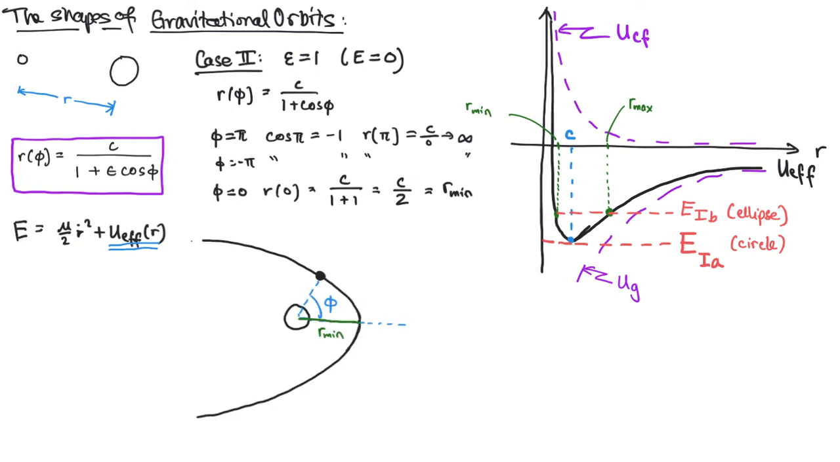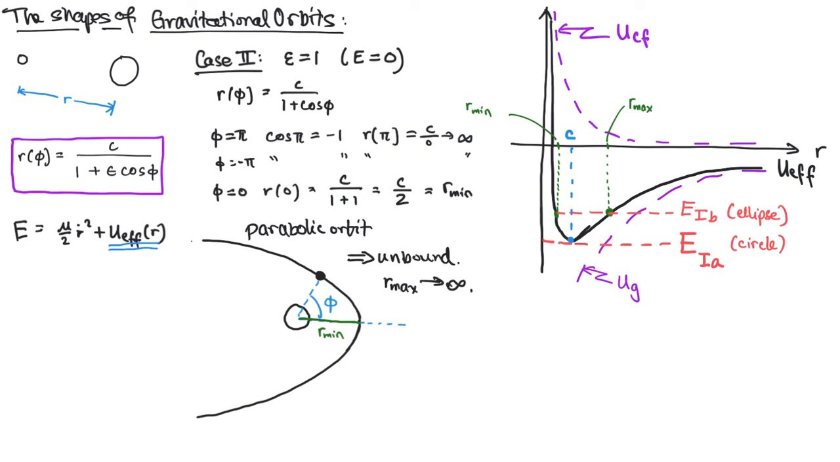So here's a graphical representation of that. When phi is equal to 0, R of 0 is c over 2, that's R min right here. And then as phi gets bigger and bigger, R gets bigger and bigger. And eventually as phi grows to be pi, R goes to infinity. So we have this parabolic orbit. And specifically, it's unbound, meaning that there's an R min, but there's no R max, or rather, R max is infinity.